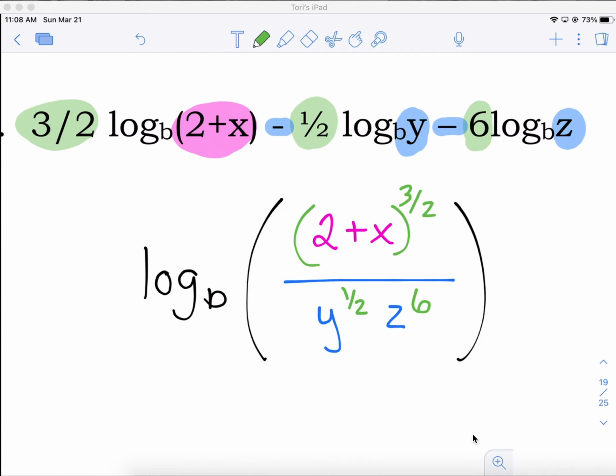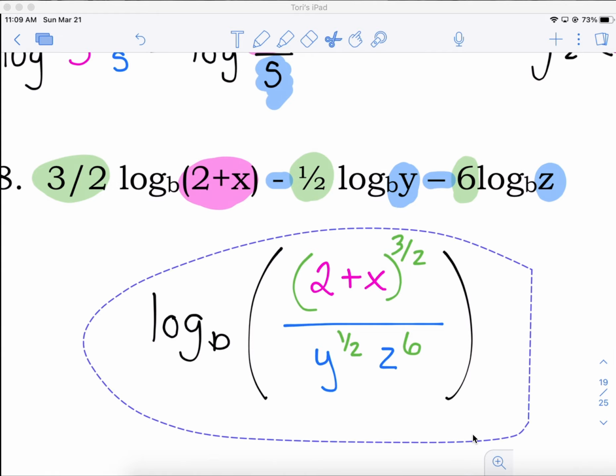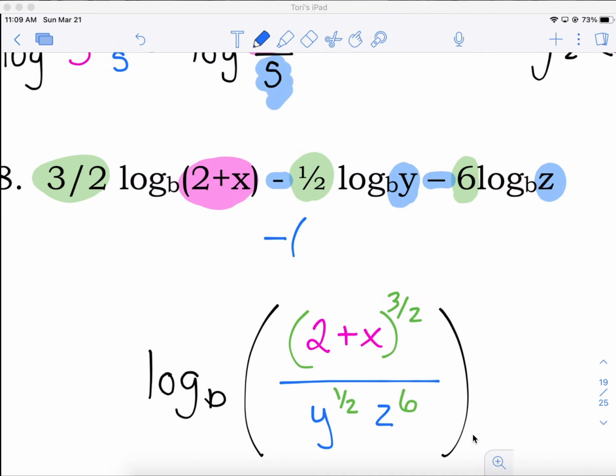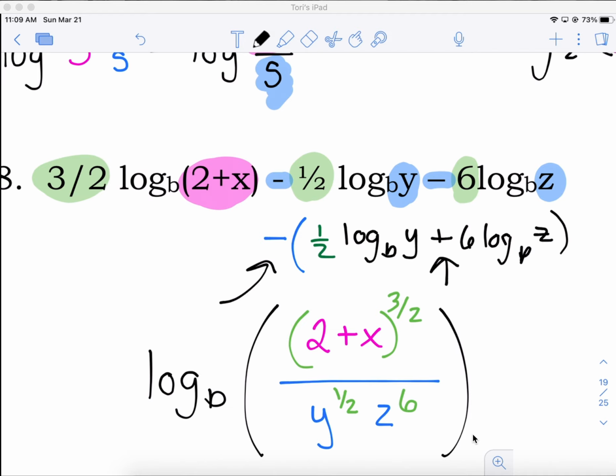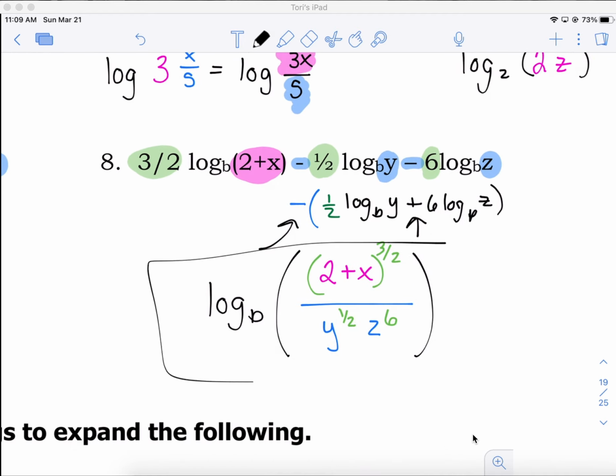They are technically multiplying together because if you had written this a little bit differently, you could have almost said minus and then written them out like this. 1/2 log b of y plus 6 log b of z. So they are multiplying together because they are subtracting from the other guys. Either way you look at it, this is our final answer.